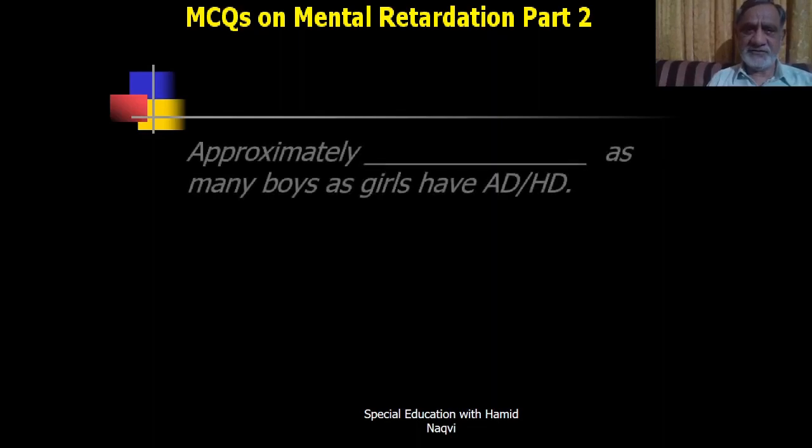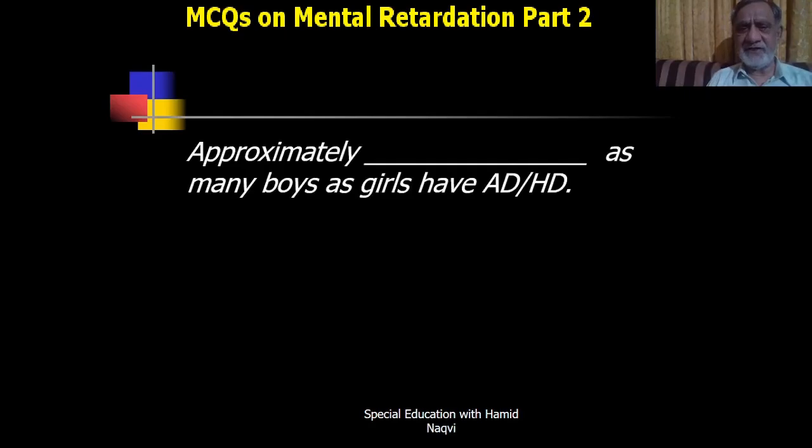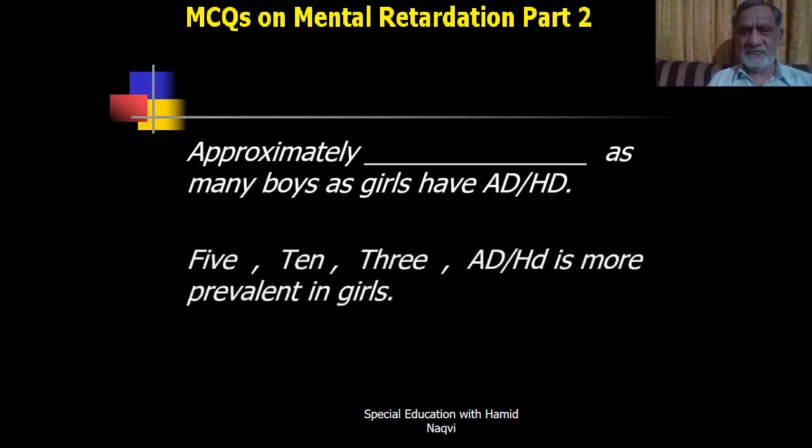Next question is, approximately dash as many boys as girls have ADHD. 5, 10, 3 or ADHD is more prevalent in girls. Correct answer is 3.